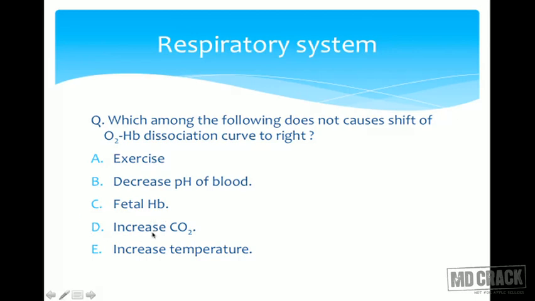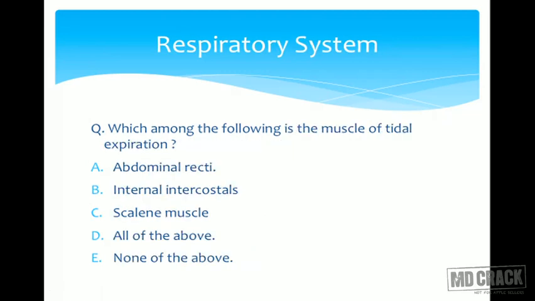Fetal hemoglobin in turn will have to take oxygen from the placenta. In that case, it should have more affinity, and the oxygen hemoglobin dissociation curve will shift to the left instead of the right. So which is the correct answer here? The fetal hemoglobin. Going to the next question.